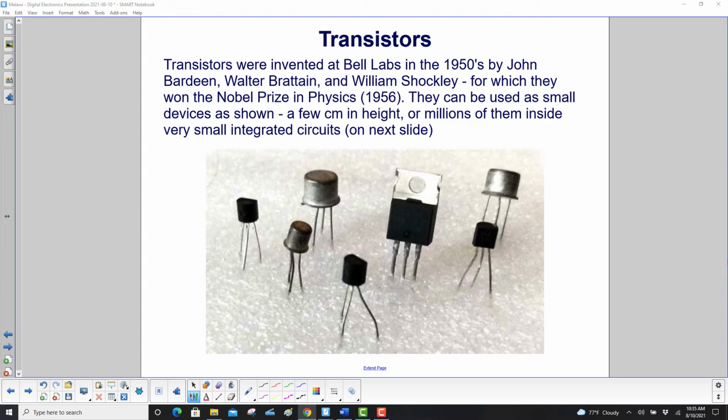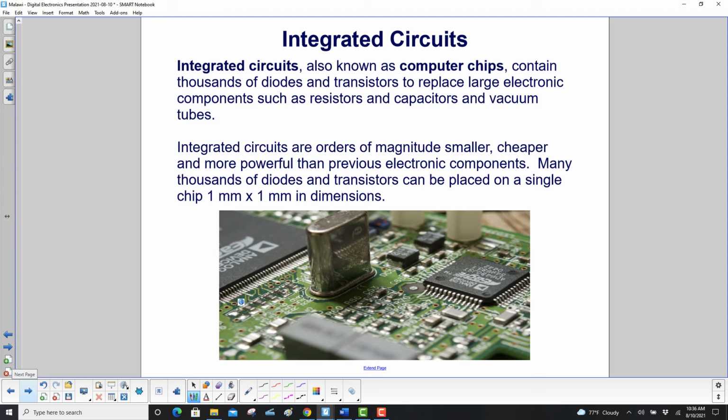They can be used as small devices as shown, a few centimeters in height, or millions of them inside very small integrated circuits, which will be shown on the next slide. Integrated circuits, also known as computer chips, contain thousands of diodes and transistors to replace large electronic components such as resistors and capacitors and vacuum tubes. Integrated circuits are orders of magnitude smaller, cheaper, and more powerful than previous components. Many thousands of diodes and transistors can be placed on a single chip, 1 millimeter by 1 millimeter in dimension.